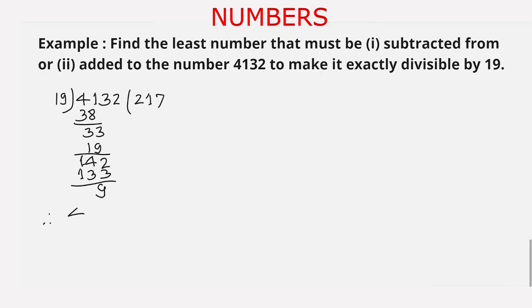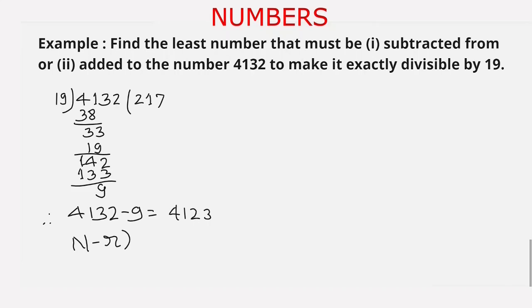Therefore, 4132 minus 9 is equal to 4123, and 4123 is completely divisible by 19. So we have to subtract 9, which is the remainder, from the dividend 4132 to make it completely divisible by 19. This was the part 1.